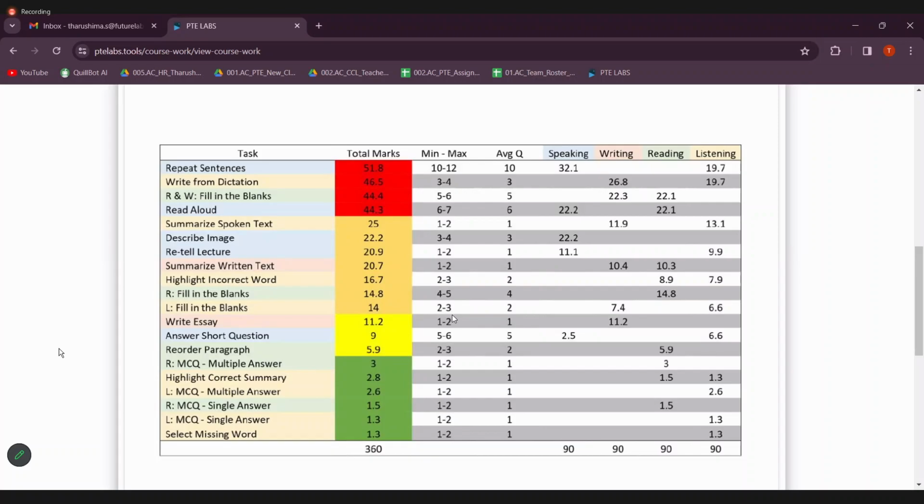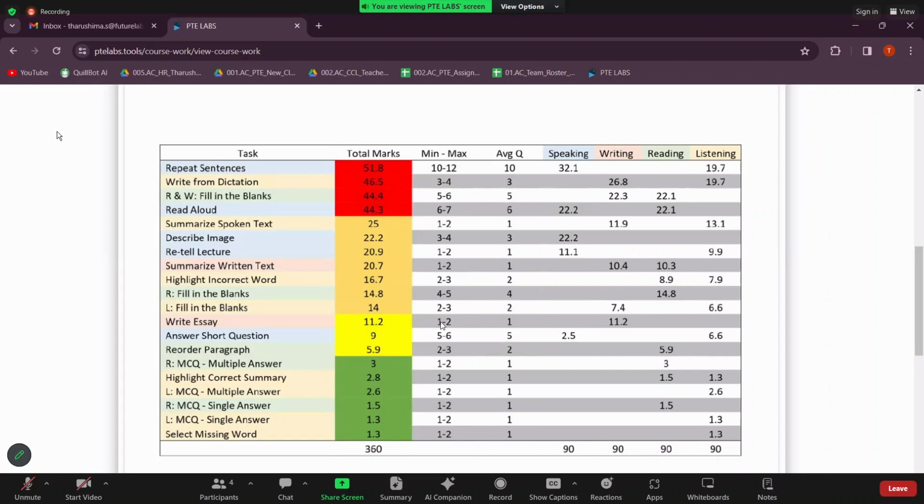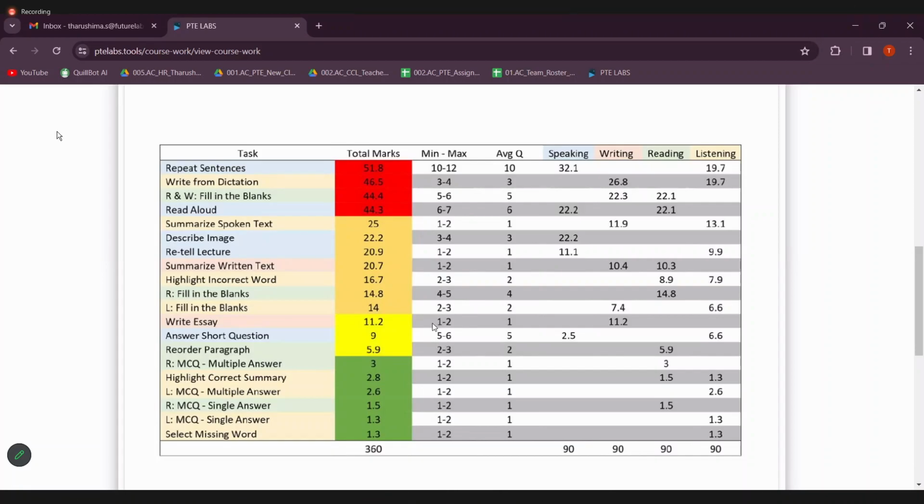Now you may think, okay, are we going to have 2 summarize written text and 2 essays? No, that won't happen. If you are given 2 SWT questions, that means summarize written text questions, you will be given 1 essay question. But if you are given 2 essay questions, then you will be given 1 SWT question. It's always 1 from one and 2 from the other. There won't be 2 from each, right? Is it clear? Yes. Yes.